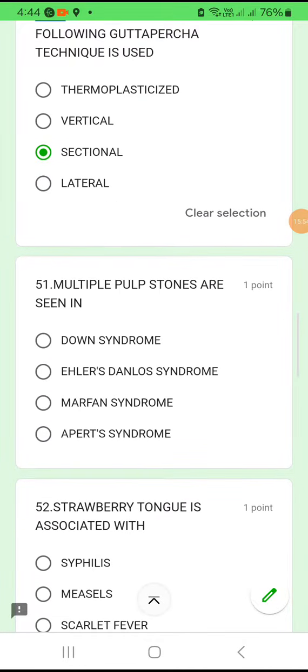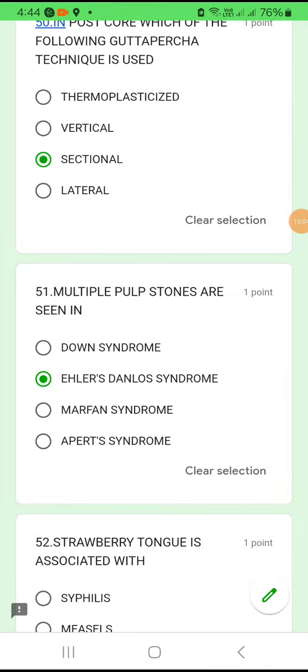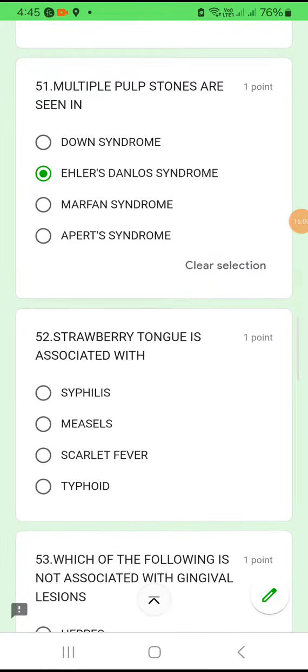Okay, multiple pulp stones are seen in which syndrome? Multiple pulp stones are seen in which syndrome? Okay, multiple pulp stones are seen in Ehlers-Danlos syndrome. Okay, not Down syndrome, not Marfan, not Apert. It is seen in Ehlers-Danlos syndrome.